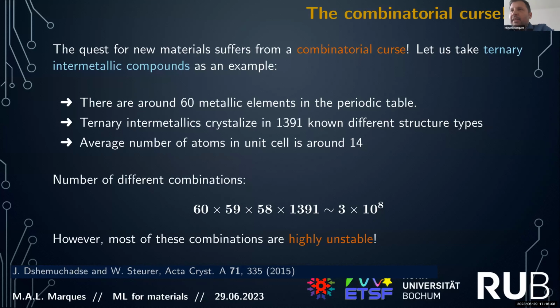Remember, this example I gave is just ternary intermetallic compounds. You have to take into account there are more chemical elements in the periodic table, and there are also many compounds that also have these non-metallic elements, so the true number of combinations is much, much larger than this one, okay? So this is, in principle, hopeless if you just do density functional theory. So how can we solve this problem?